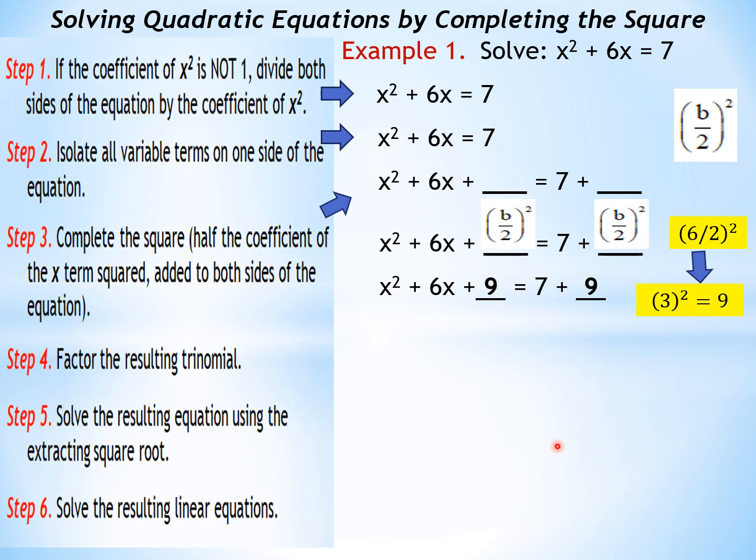Yan. Then, i-simplify lang natin yung nasa right side kasi 7 plus 9, that is equal to 16. Next step, factor the resulting trinomial. So, ito, i-factor out natin. Paano ba i-factor out ito? Okay? So, ang gagawin natin, ito, square root natin, makukuha natin si x. Yun, last term, square root natin, makukuha natin yung 3.